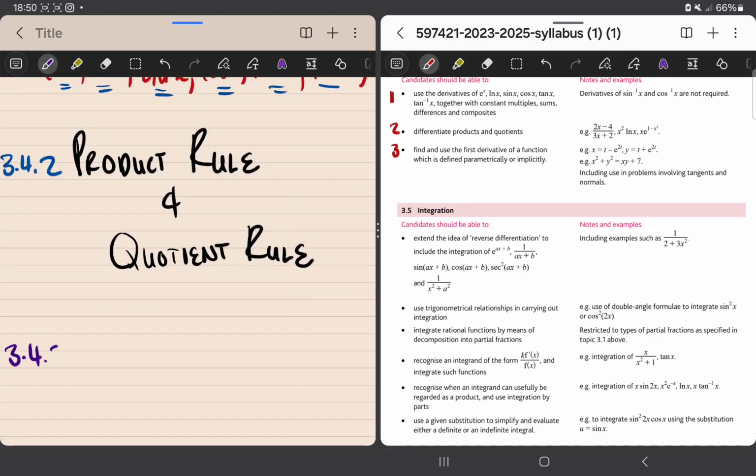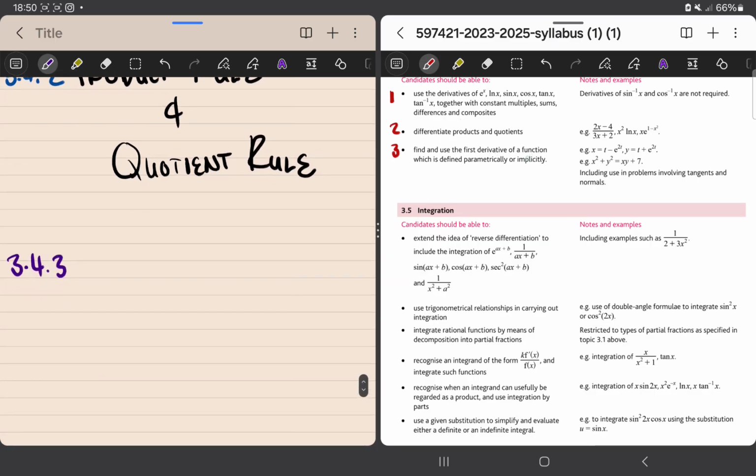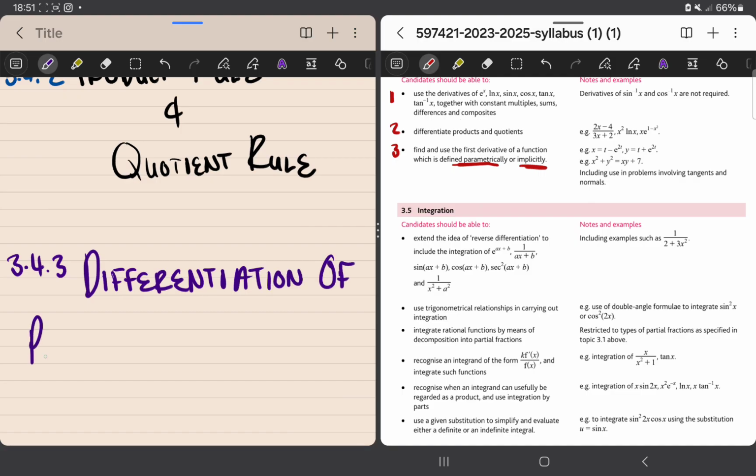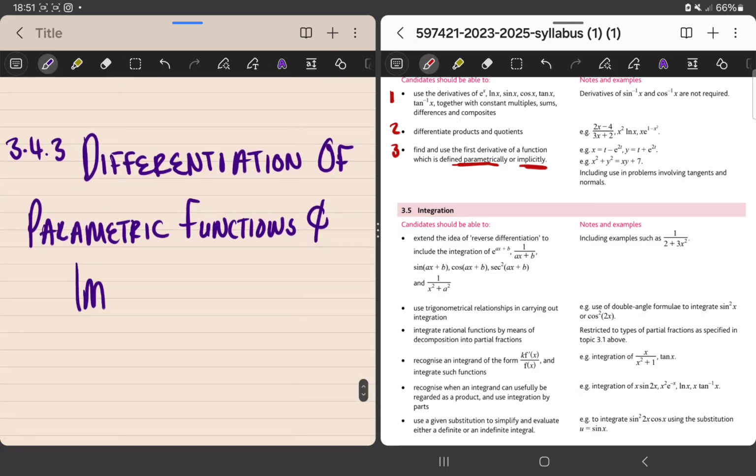And then the last thing, 3.4.3, is going to be 2 more things, and that is differentiation of parametric functions and implicit functions. So we can say differentiation of 2 things. Number 1, parametric functions, and implicit functions. So here, these are the 2 other things we do, and we are done.